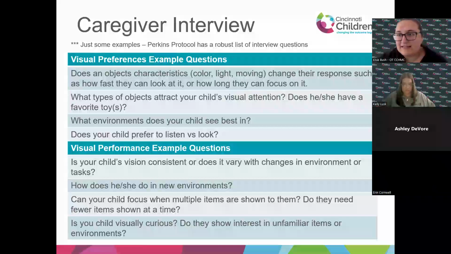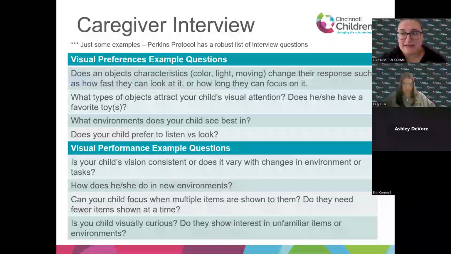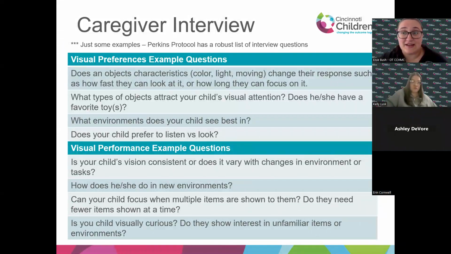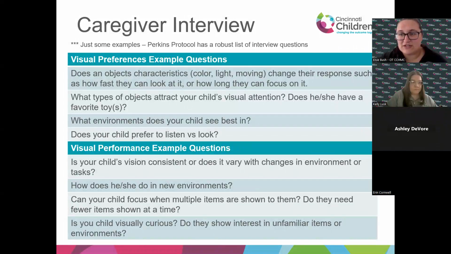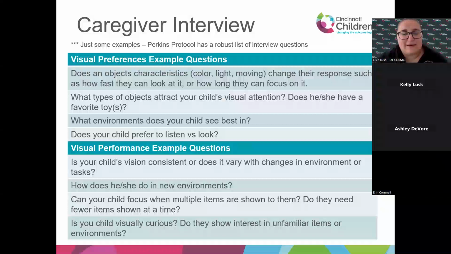One thing that I typically will start with is a more specific caregiver interview. As Kelly had mentioned, caregivers can provide a lot of insight into how their child is functioning day to day and how they use their vision. They may not realize that these are vision-specific things, but they can be pretty attuned to their child's performance. And that Perkins protocol that Kelly had shared, which I'm going to put in the resources for today, has a really great list of things that can guide some questions, looking at different areas of CVI and how a child is performing.